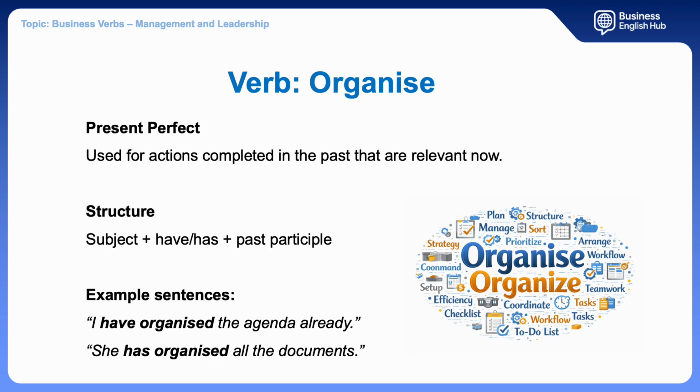The present perfect of the verb organise is used for actions completed in the past that are relevant now. The structure for the present perfect is subject plus have or has plus the past participle. Example sentences include: I have organised the agenda already. She has organised all the documents.